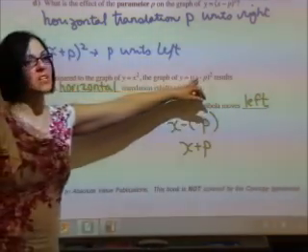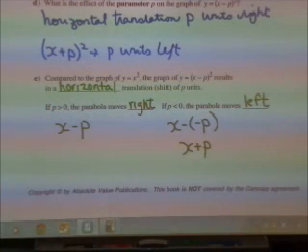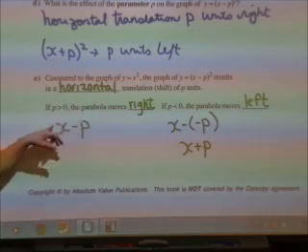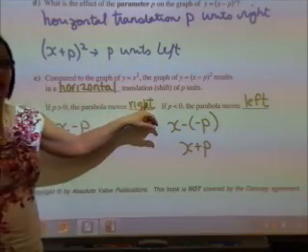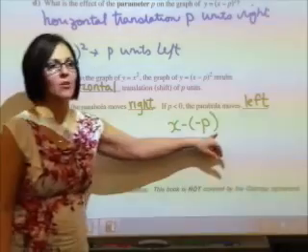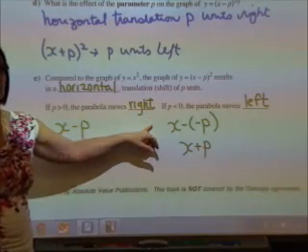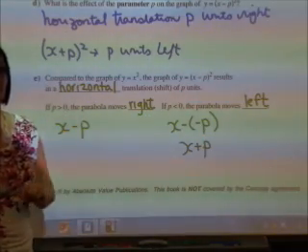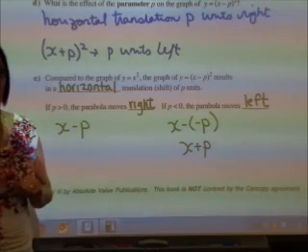So my equation is always written in the form of x minus that p value. When it's x minus p, I move to the right. When it's x plus p, I have to remember that it was minus a negative.